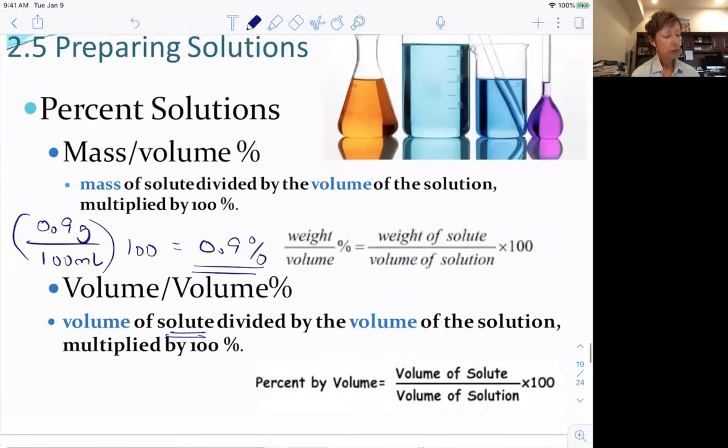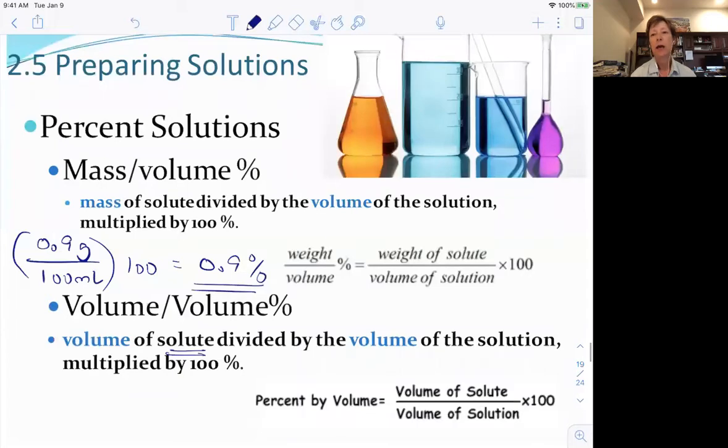So solutions, we do a lot of measuring or diluting. And so it's important to have different ways to calculate those and show what we're talking about here. Percent solutions is either mass per volume or volume per volume. So for instance, if I was going to make normal saline, it is 0.9%. So I would have 0.9 grams per 100 milliliters. So that calculation is 0.9 per 100 times 100. So that gives me my 0.9% there.